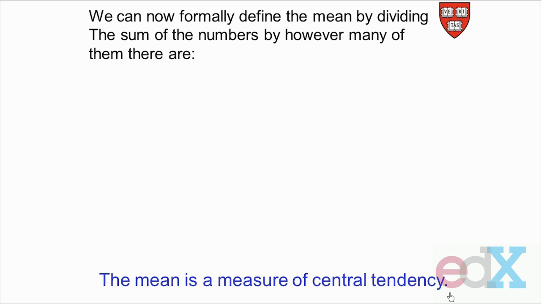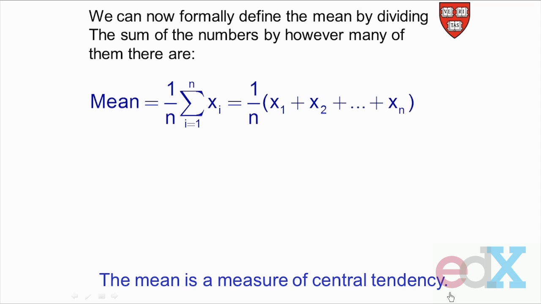Now, once we've got this notation, we can formally define the mean by dividing the sum of the numbers by however many of them there are. So, for example, if there's n in general, we'll take their sum, and then we'll divide by n because there's n of them. And this is the mean. The mean is a measure of central tendency. It sort of tells us where the center of these numbers is.